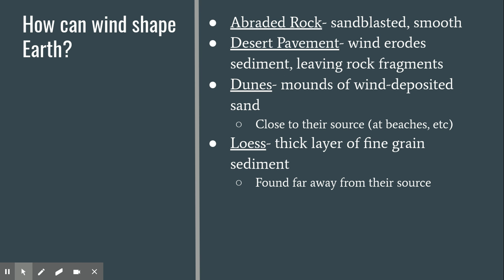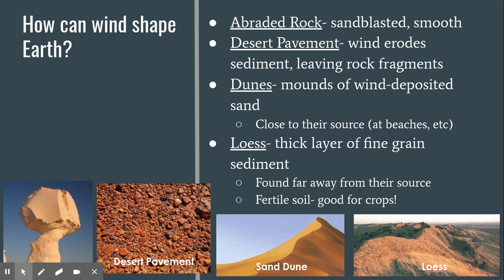So the first force we're going to talk about is wind. Okay, so wind is pretty powerful. Obviously this happens on the surface of the earth, but wind can cause erosion by blowing around the sand and sediment that is on the surface of the ground.